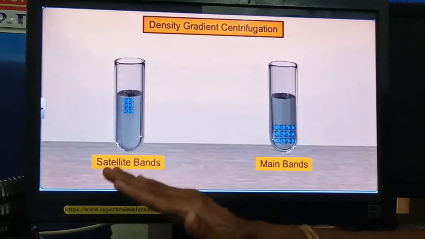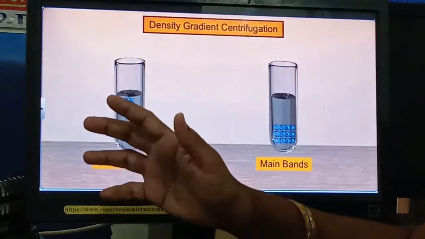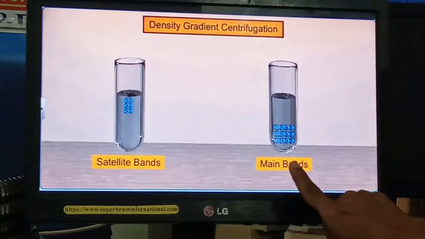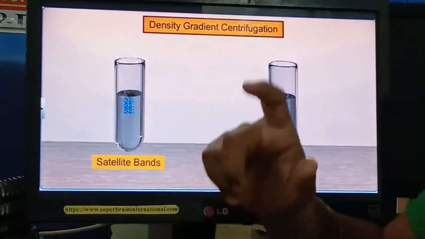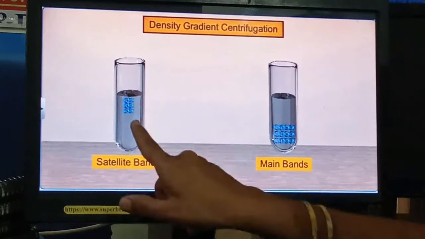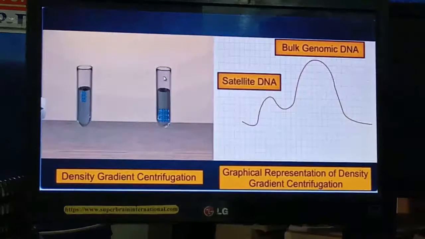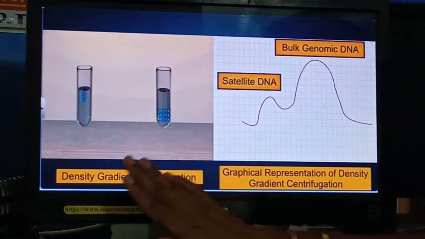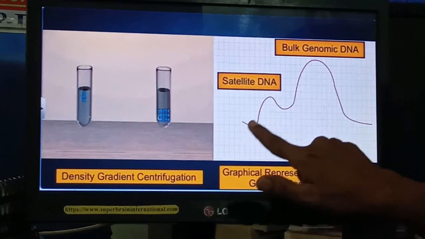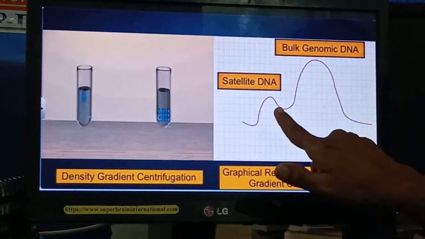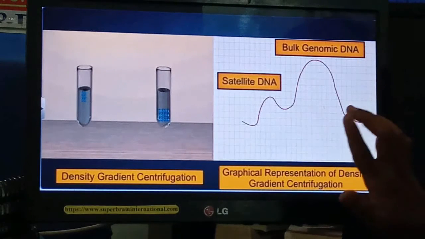As you know, the bulk DNA, having very big strands, forms the main band which settles down, and the repetitive DNA makes the satellite band, which gets separated because they are smaller segments. Now if you see the graphical presentation, you will see a small peak of satellite DNA and a very big peak of bulk genomic DNA.